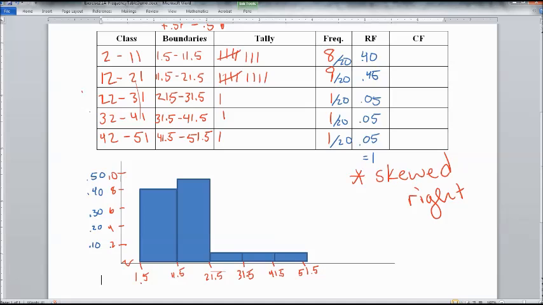All right, and we're going to use relative frequency in the next video because we're going to talk about cumulative frequency, or cumulative relative frequency, and that's going to translate into our ogive, which is going to be the last part of this series.